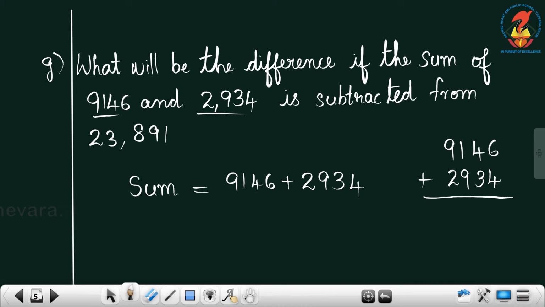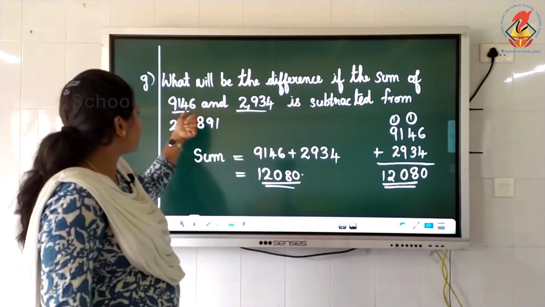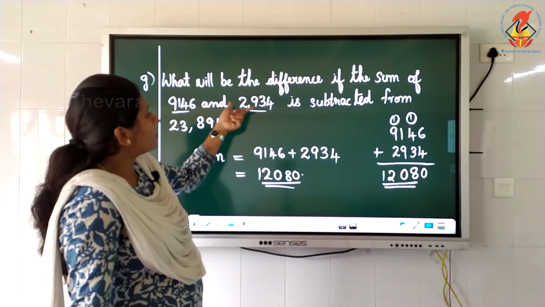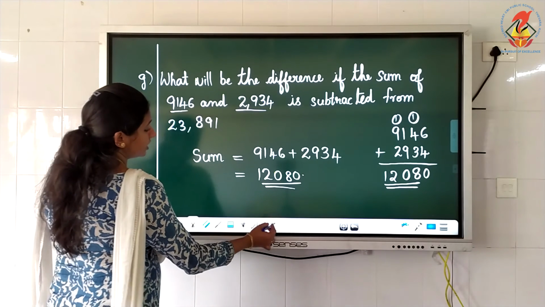6 plus 4 is 10, 0 write down and 1 is carry over. 4 plus 3 is 7, 7 plus 1 is 8. 9 plus 1, 10, 1 is carry over. 9 plus 1, 10 plus 2 is 12. So sum is 12,080. What will be the difference if the sum of 9146 and 2934 is subtracted from this? Then we want to find the difference.